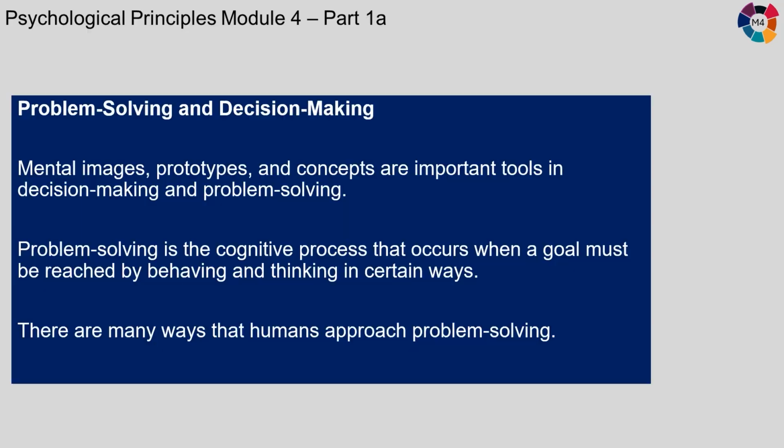Problem solving and decision making. Mental images, prototypes, and concepts are important tools in decision making and problem solving. Problem solving is the cognitive processes that occur when a goal must be reached by behaving and thinking in certain ways. There are many ways that humans approach problem solving.